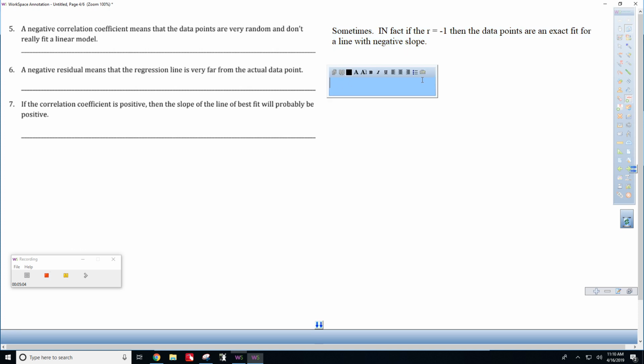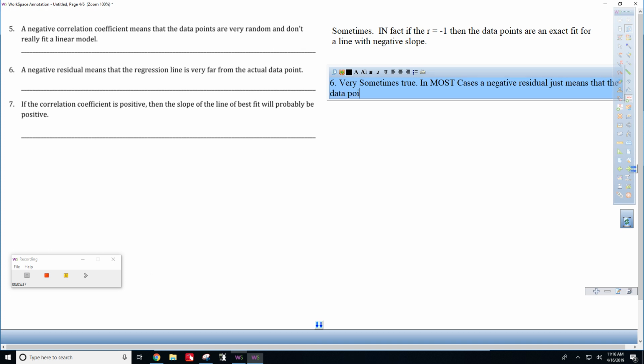6. A negative residual means that the regression line is very far from the actual data point. Sometimes true. In most cases, a negative residual just means that the data point is below our regression line.